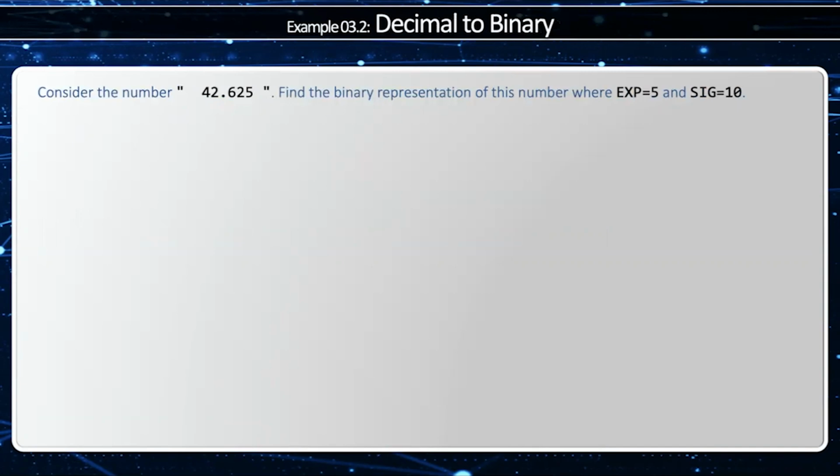Okay, let's take a look at another example. We want to convert 42.625, and I want to find the binary representation where the exponent is 5 bits and the significant field is 10 bits in width. So first I'm going to separate the input, and so my negative field is false, my whole number is the array 4 and 2, and my fraction is the array 6, 2, and 5.